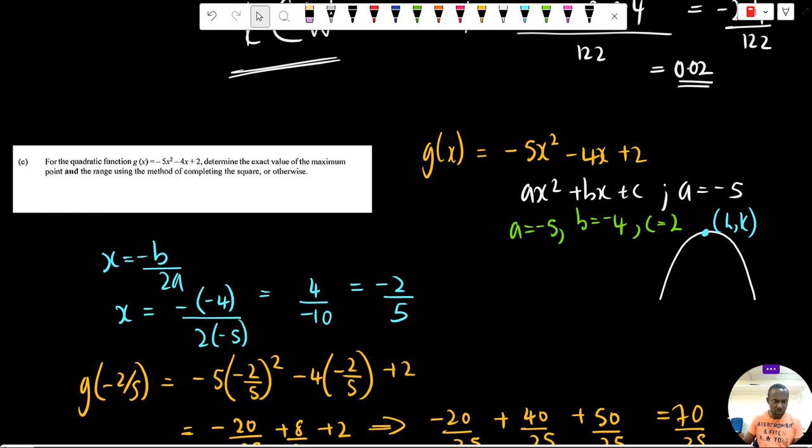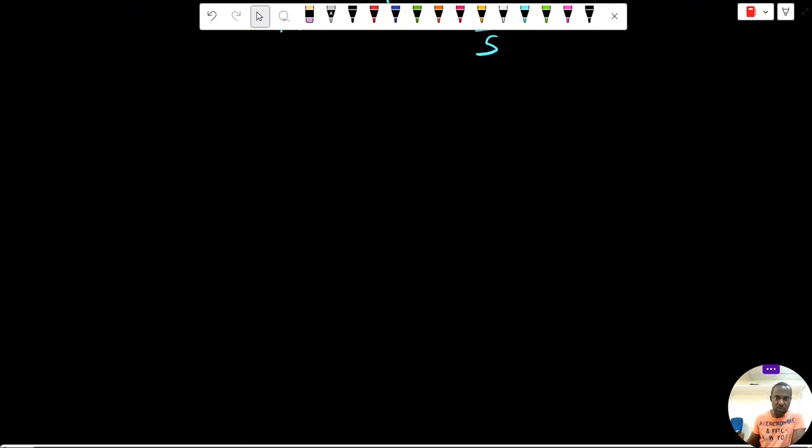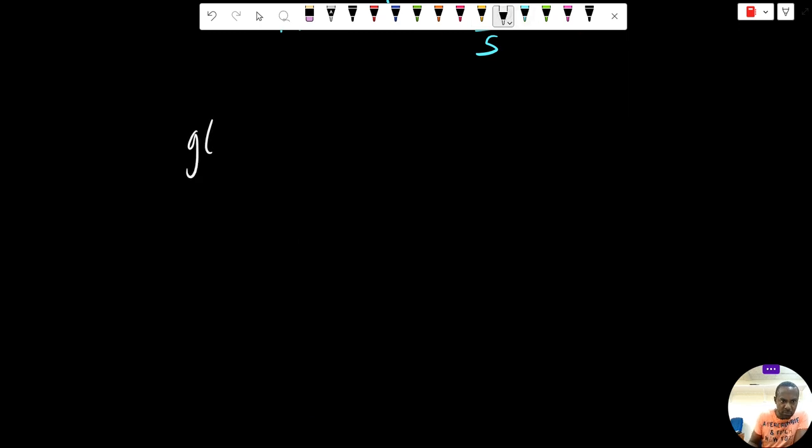But of course, as I said, we could also complete the square, and let's go ahead and use completing the square. So g of x equals minus 5x squared minus 4x plus 2. Now, whenever we are required to complete the square, in order to complete the square, the coefficient of x squared must be equal to 1.